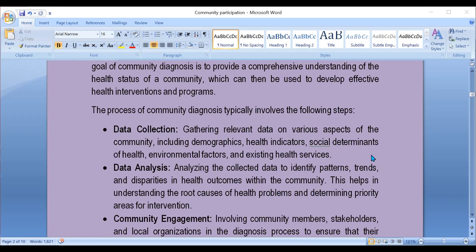You're going to look at it. These are where you're going to collect information. We'll look at social determinants of health. You're also going to look at environmental factors such as pollution.